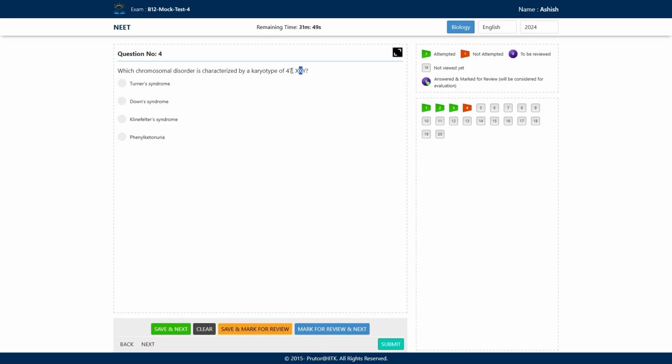So this karyotype is related to which chromosomal disorder? What are the options? Turner syndrome, Down syndrome, Klinefelter syndrome, or option D is phenylketonuria. What will be the correct answer?